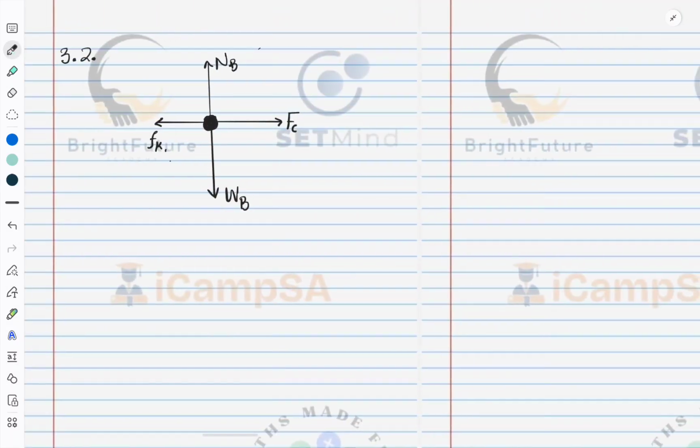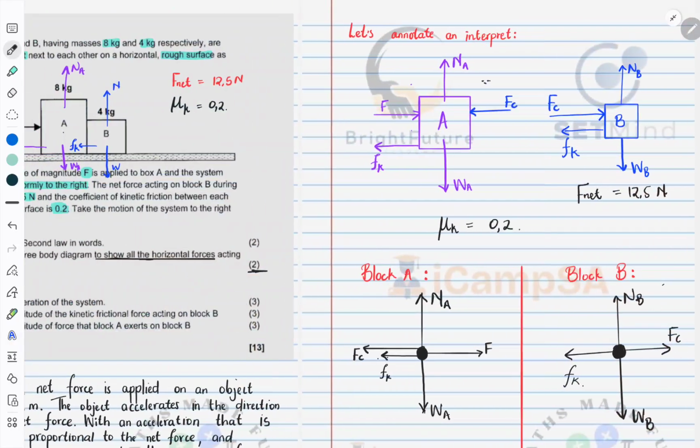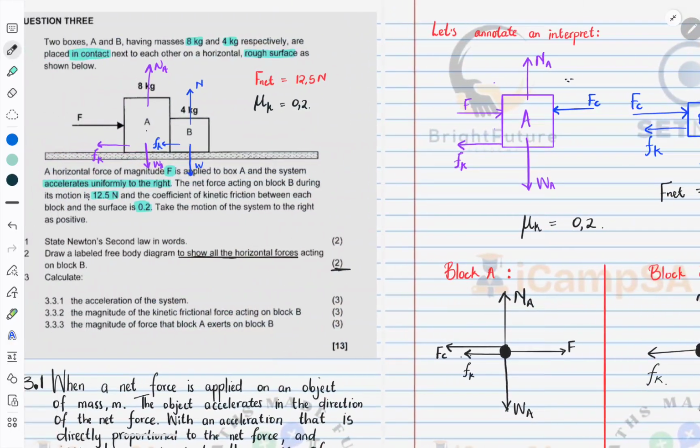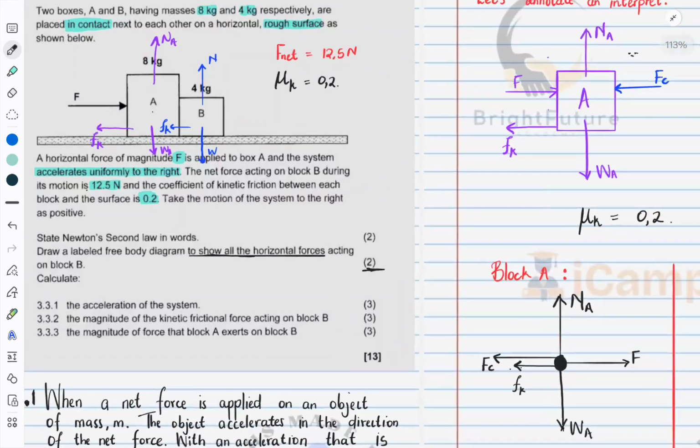3.1. We're asked to find the acceleration of the system. This is a 3-mark question. If you remember, in our typical 2-block systems, we usually have a string attached to connect the 2 blocks, and then sometimes we need to solve for the acceleration using simultaneous equations, and that is usually a 6-mark question, sometimes 7. In this case, it's just 3 marks. It means you must pay careful attention here.